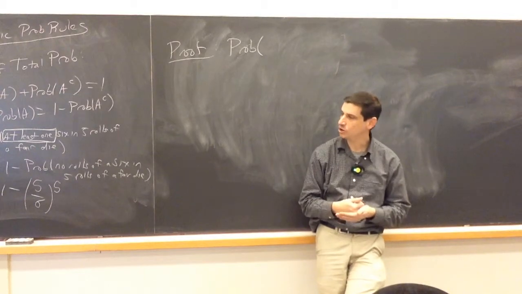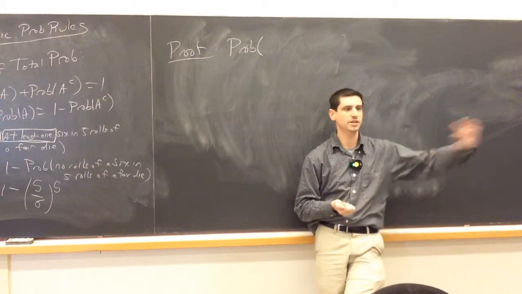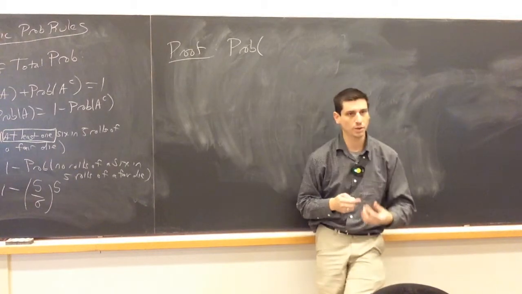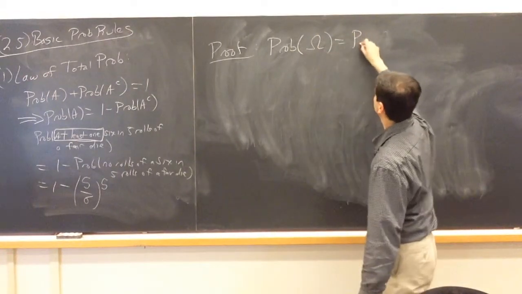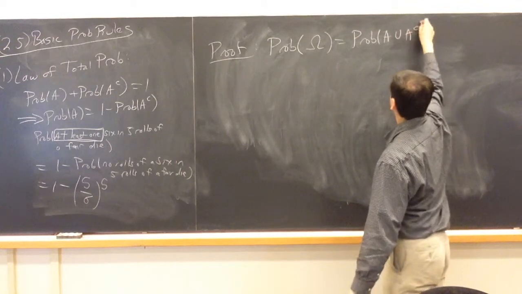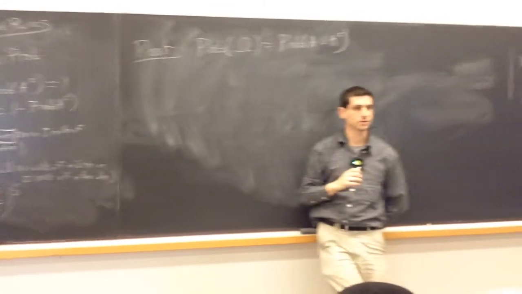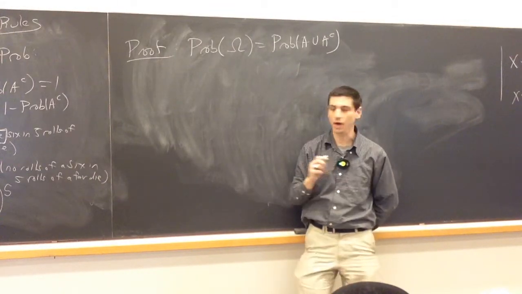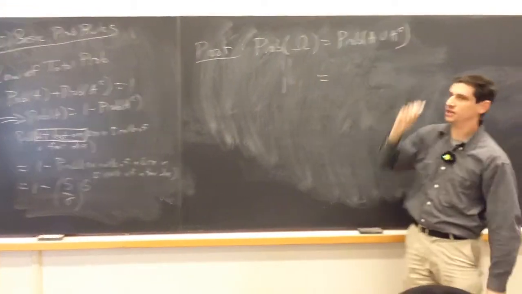When we have A and A complement, in some sense, this is partitioning the outcome space. Either I'm in A or I'm not in A. So what I'm really doing is I'm looking at the event omega, and I'm writing omega as A union A complement. What's the probability of omega? One. And what's the probability of A union A complement?